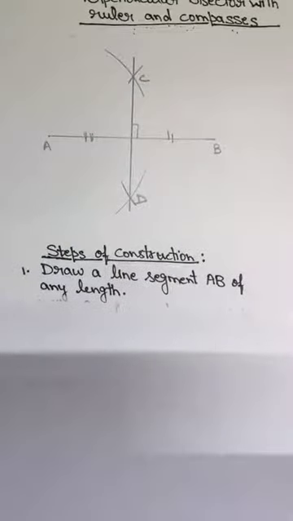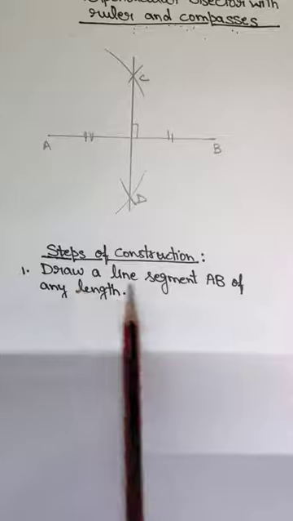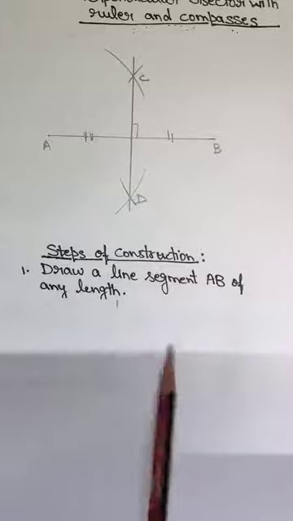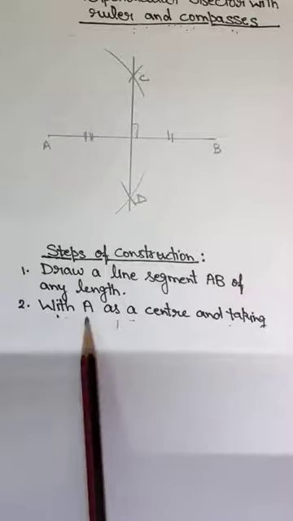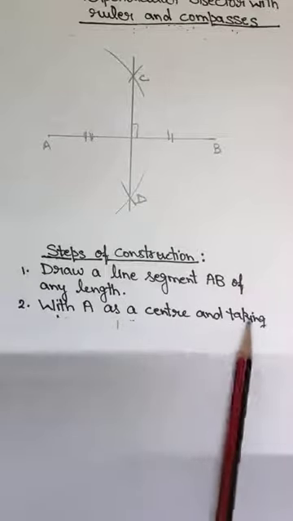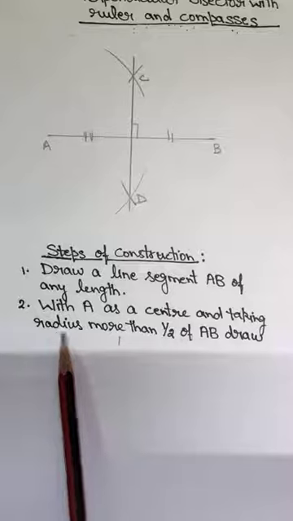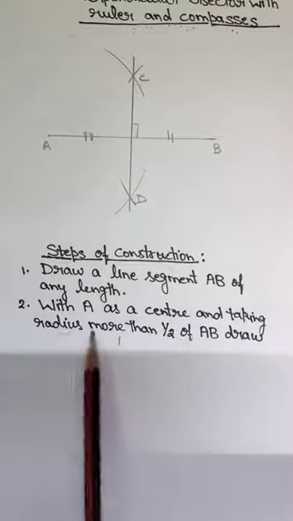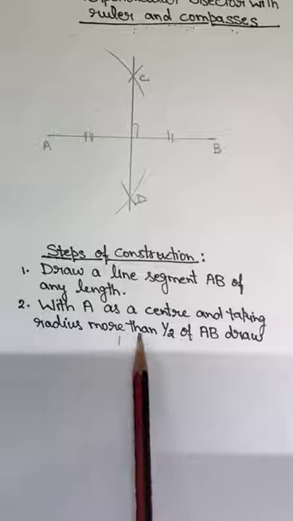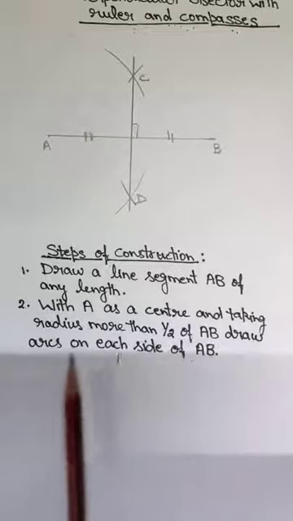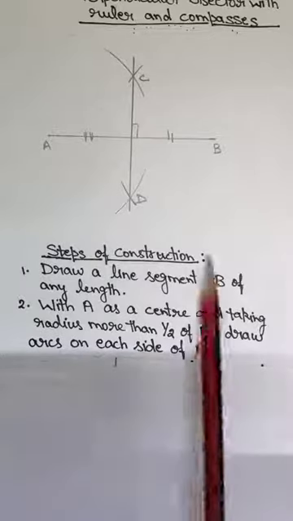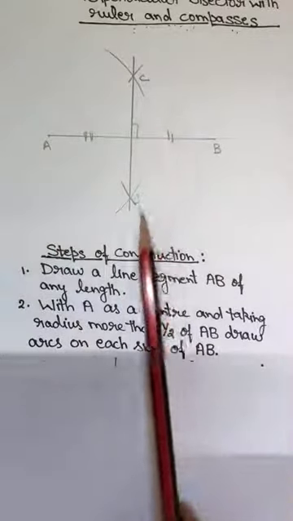Draw a line segment AB of any length. With A as a center and taking radius more than half of AB. Radius means you will open your compass more than half of AB. Draw arcs on each side of AB. हमने AB के ऊपर भी आर्क लगाया, नीचे भी.